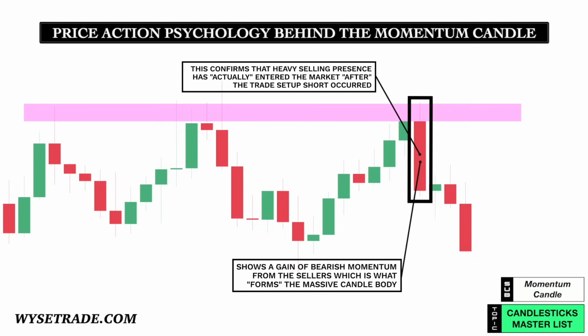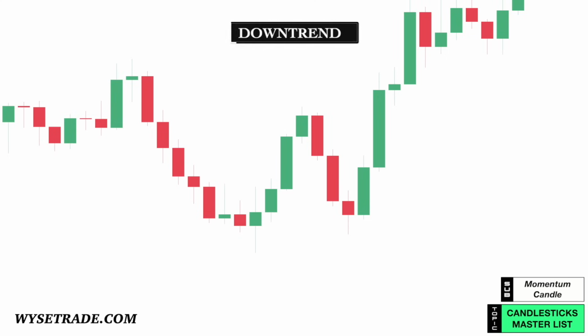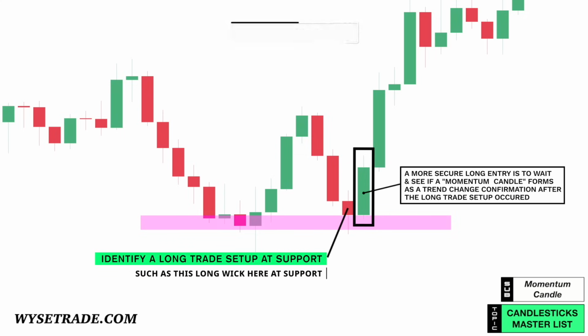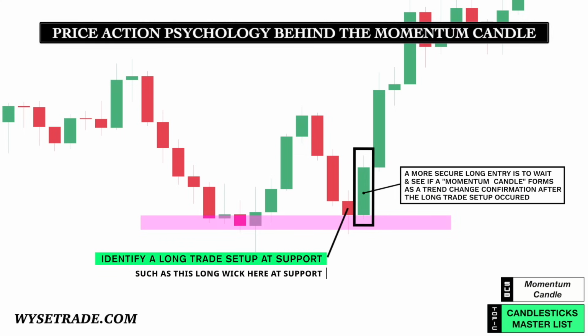Now, in the opposite direction. You first need to identify a long trade setup at support, such as this one right here through the long wick candle. Now, right after the long trade setup occurs is when you would look for this momentum candle to form. So what is the price action psychology behind this?